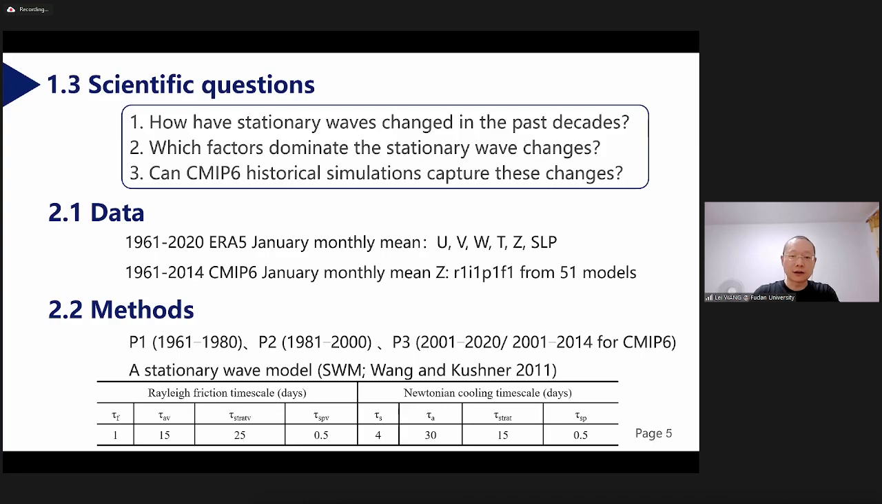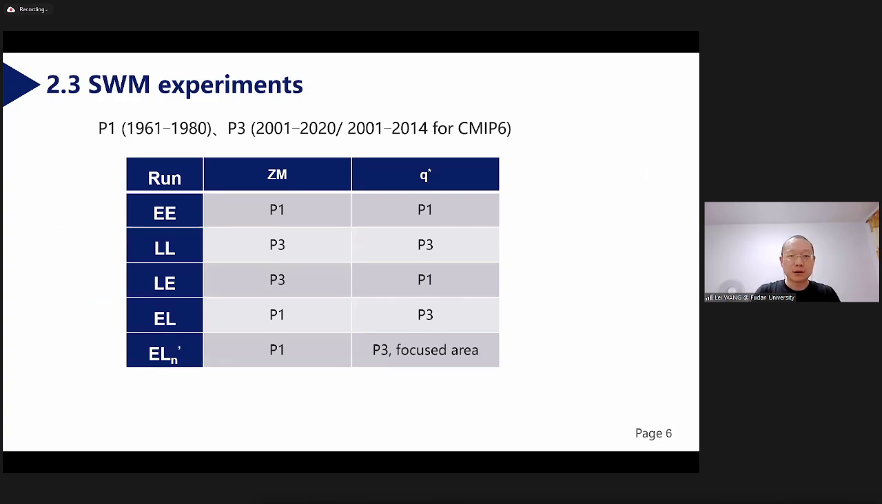We use ERA5 as our reference observations, and we also use CMIP6 historical simulations to compare with. We divide the past 6 decades into 3 periods of 20 years each. And we use the same model as in Wang and Kushner 2011. So we set up the model with different zonal mean basic states, including U, V, T, and zonally asymmetric diabatic heating from different periods, and the different combinations gave us different responses to either the zonal mean or diabatic heating forcing, or both of them.